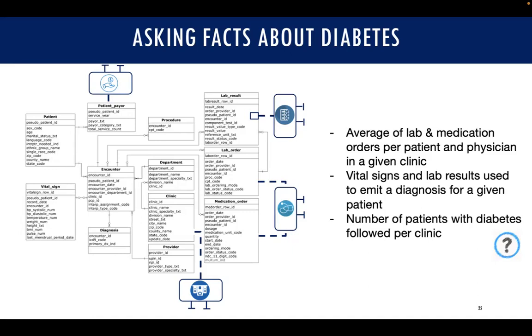Again, even if there are a lot of vital signs and results coming from different labs, at the end of the day, given a diagnosis, it is possible to track where the data come from and understand which were the elements that led to a specific diagnosis for a given patient. Then we could also ask the number of patients with diabetes followed per clinic. So these are classic factual questions that we can ask in this classic approach.